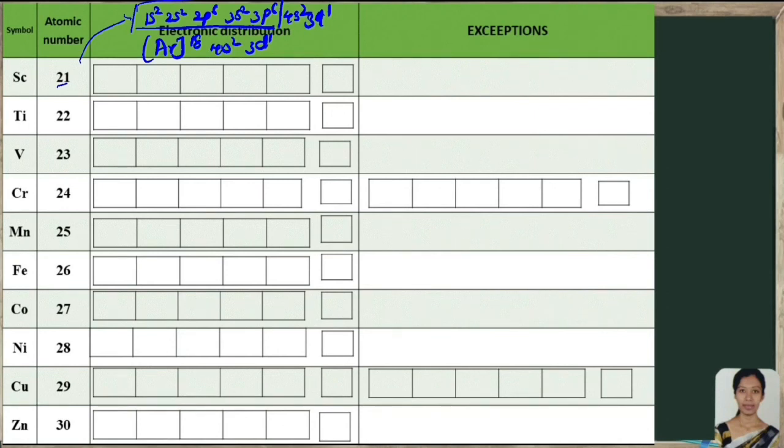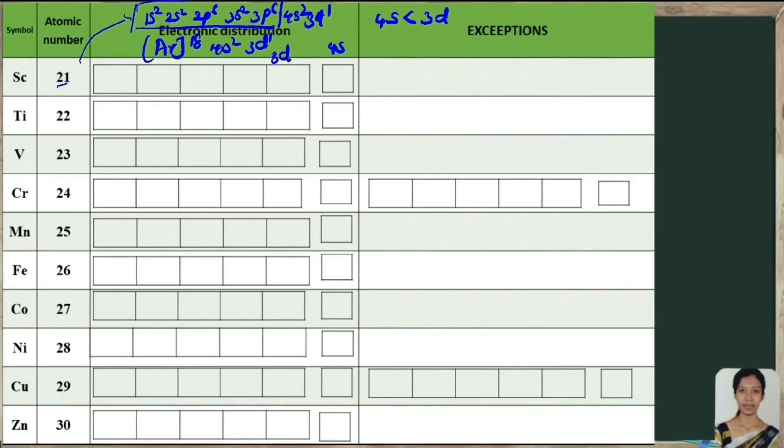And the next 3 electrons will be filled in the valence orbitals, that is 4s and 3d. By using the Aufbau principle, the 4s orbital has lower energy when compared to 3d. That's why the 4s orbital will take electrons first before the 3d orbital. So shall we start writing electronic configuration for these elements?